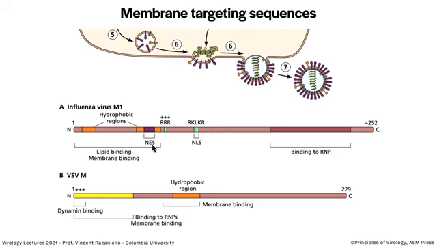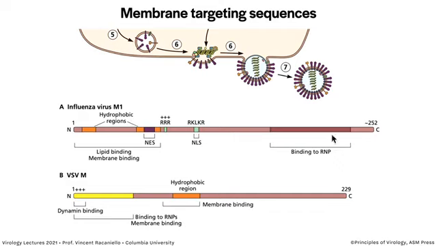The nuclear export sequence, that's how it gets out of the nucleus. It brings this whole complex, this whole RNP, out of the nucleus via this NES. And there's also a nuclear localization signal, which of course is needed to get this protein into the nucleus before it even associates with the RNA.